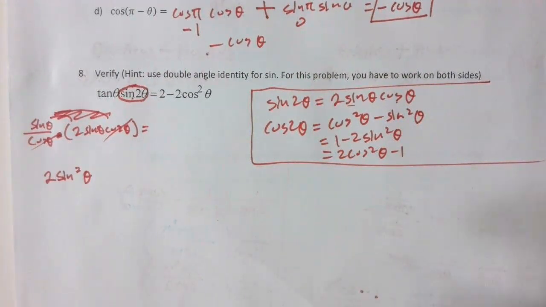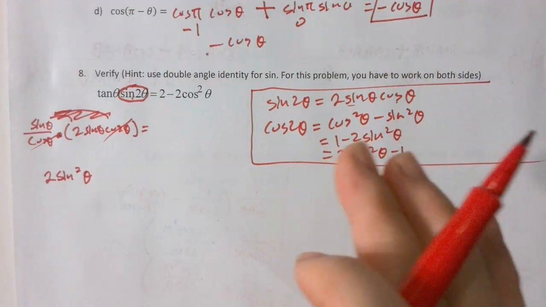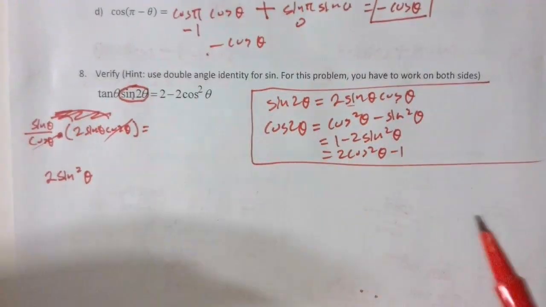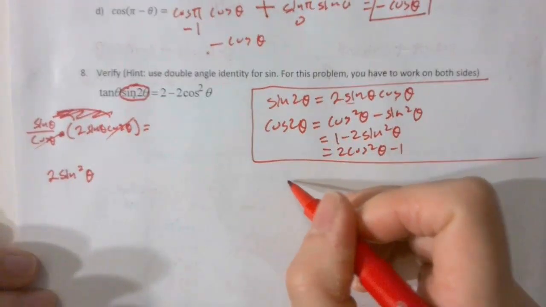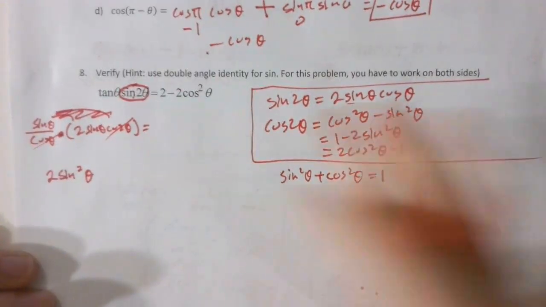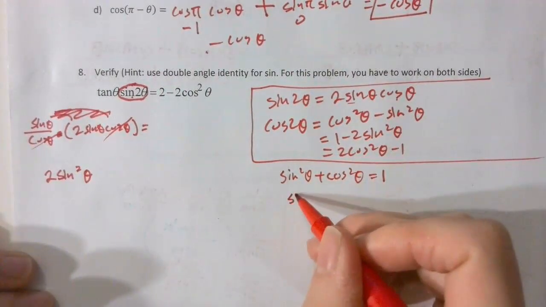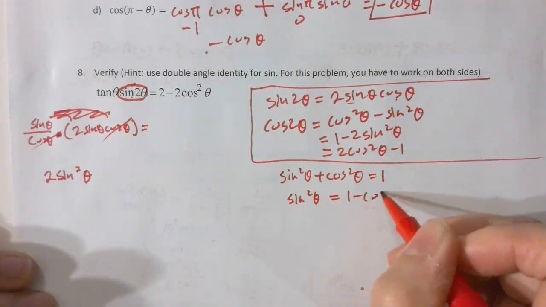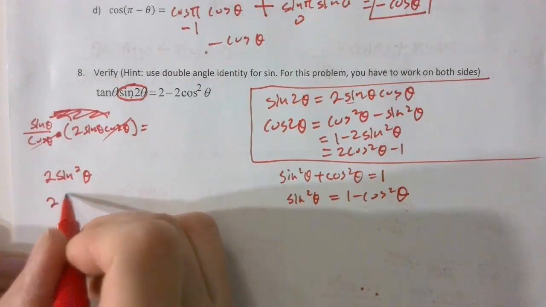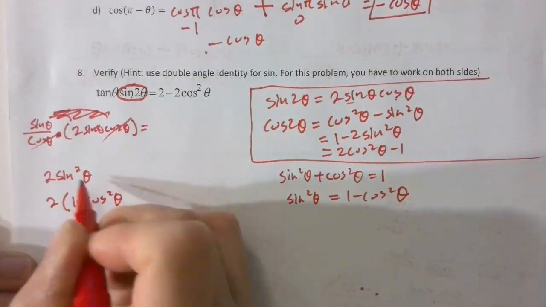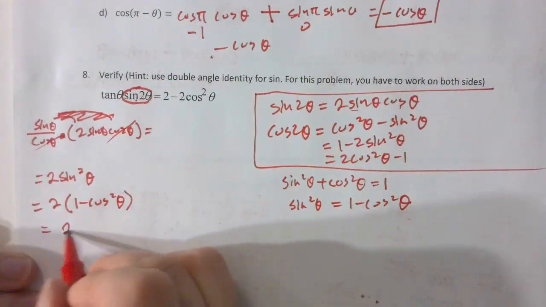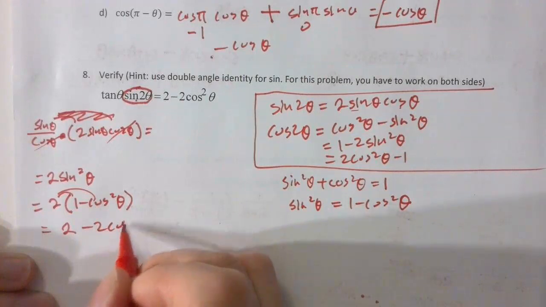Do you know anything about it? I don't think the double angle identity is helpful from here because I don't see any 2 sine squared on the left side, right? So I'm going to go back to what I know. The first Pythagorean identity, sine squared theta plus cosine squared theta is equal to 1. We already memorized it. So sine squared theta is 1 minus cosine squared theta. And what if I plug that in over here? Then I got 2 times 1 minus cosine squared theta, which is 2 distributed, minus 2 cosine squared theta.